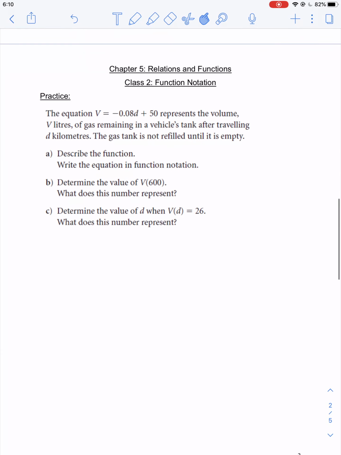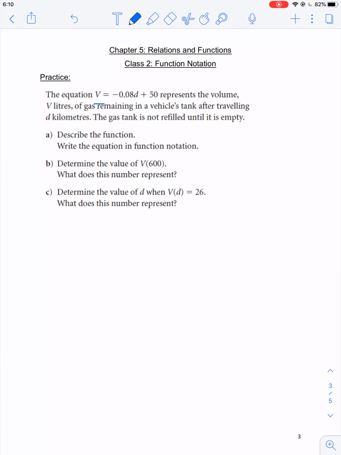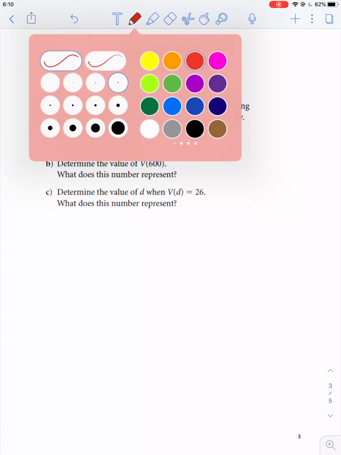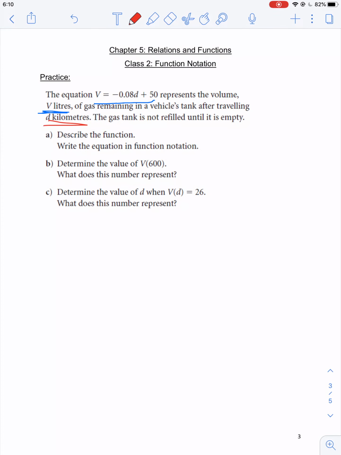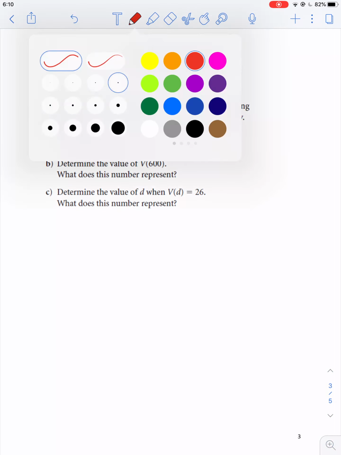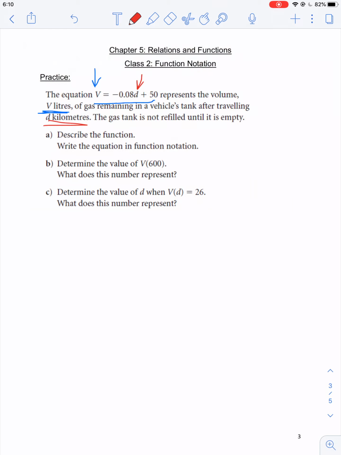Okay, so let's move on. So we have this function over here. V is equal to minus 0.08d plus 50. This represents the volume V in liters of gas remaining in a vehicle tank after traveling d kilometers. The gas tank is not refilled until it is empty. So here we have a relationship between V, which is the amount of fuel that you have in your tank, and D, the distance that you travel. Obviously the further you travel, the less fuel there will be in your tank.